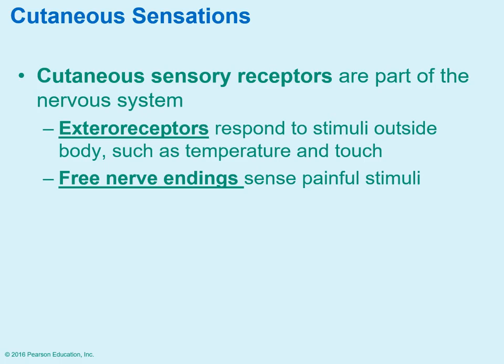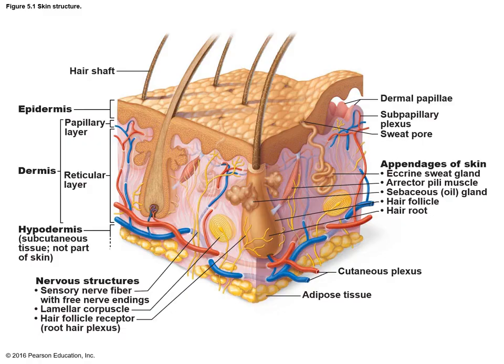For cutaneous sensations, like I said, there are a lot of sensory receptors present in the skin layers that, when they are stimulated, will send that information to the nervous system. Some of these respond to stimuli outside, such as temperature, be it hot or cold, and touch, be it light touch or hard pressure. And then you also have free nerve endings, as I mentioned earlier, that allow you to pick up stimuli that may be painful, dull sensations, or sharp pains.